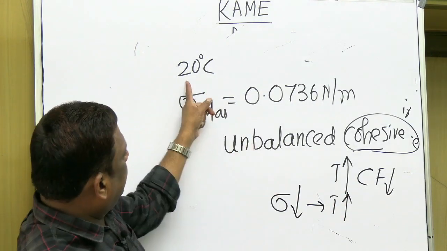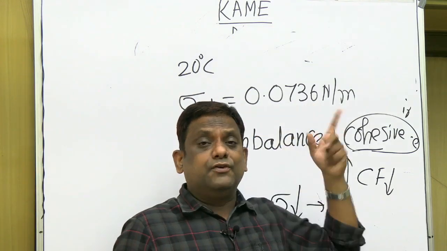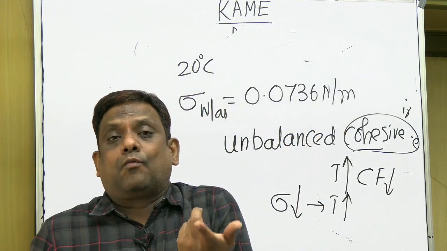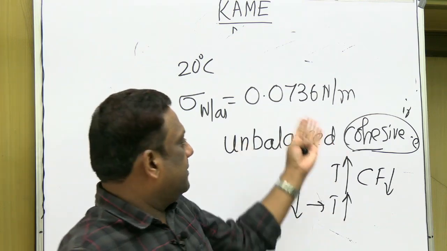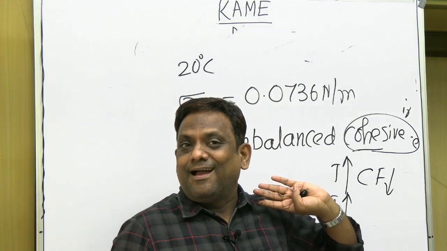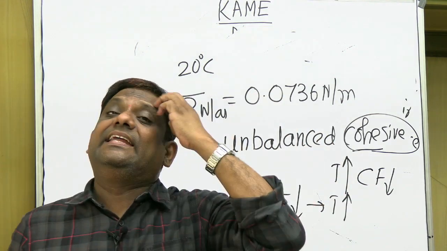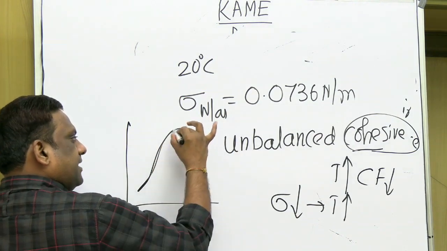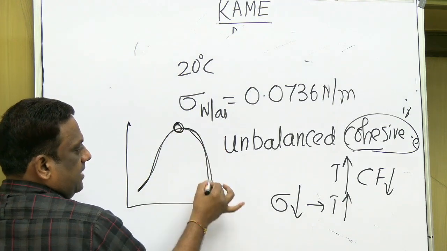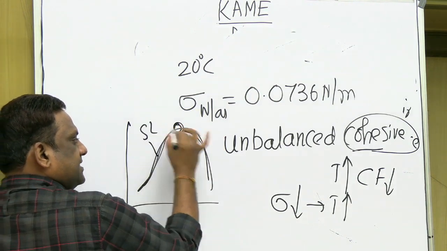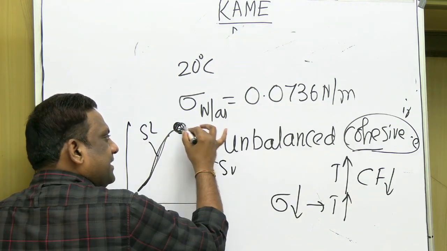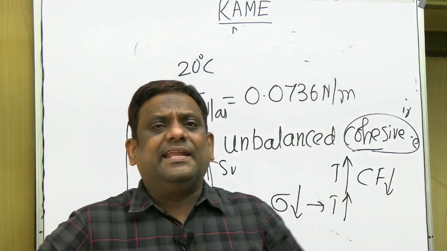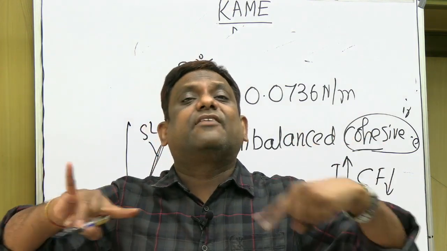At about 20 degrees, it is 0.0736. If you see at about 70 degrees or so for water, it's 0.0586. Matlab isse kam hai. And in thermodynamics, we'll be studying critical point. If you study critical point, it is a saturated liquid curve and it is a saturated vapor curve. So this is saturated liquid and this is saturated vapor, and both curves are meeting here. What is critical point? It is very difficult to distinguish between liquid and vapor.